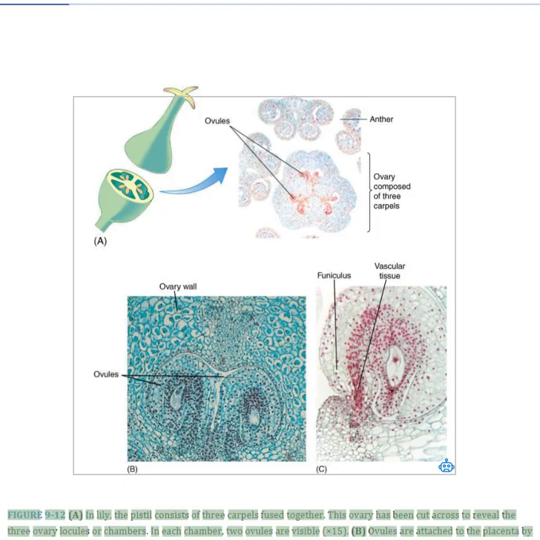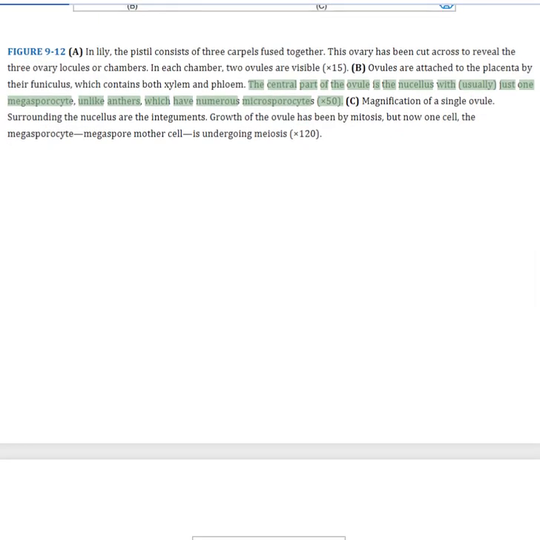Figure 9.12: in Lily, the pistil consists of 3 carpels fused together. This ovary has been cut across to reveal the 3 ovary locules or chambers. In each chamber, 2 ovules are visible. Ovules are attached to the placenta by their funiculus, which contains both xylem and phloem. The central part of the ovule is the nucellus with just 1 megasporocyte, unlike anthers, which have numerous microsporocytes.